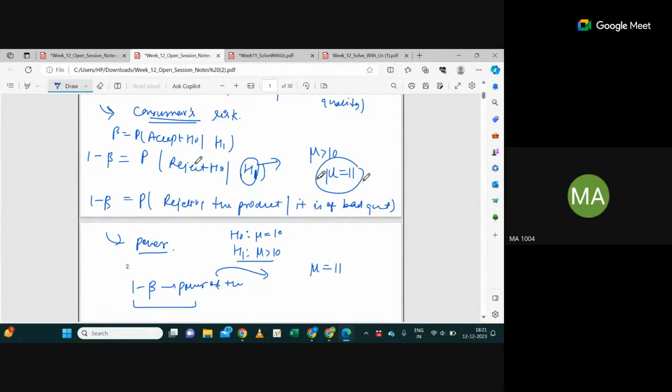Keep in mind, by the terminology, power means it should be something high. I mean, it should be good. It should be good means you are rejecting that product when it was in bad quality. That way, it's a good decision, right? Are you getting my idea? Okay. Correct. Got it.